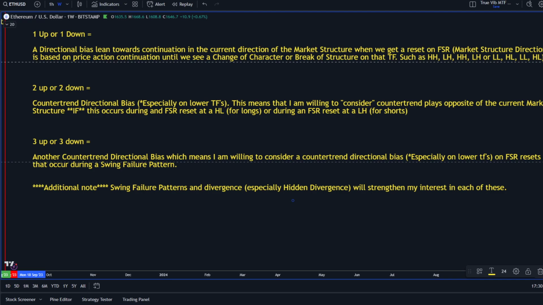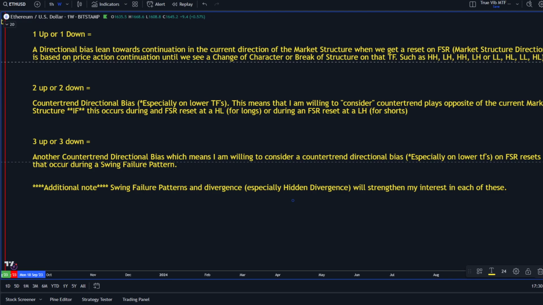Now, we've already talked about this in the last video, which is that the market structure direction is going to be based on price action continuation until we see a change of character or break of structure. So that might confuse a bunch of people, excuse me, but it shouldn't.